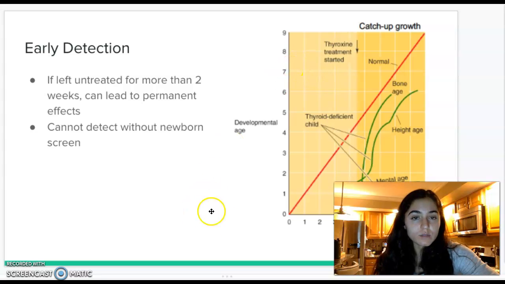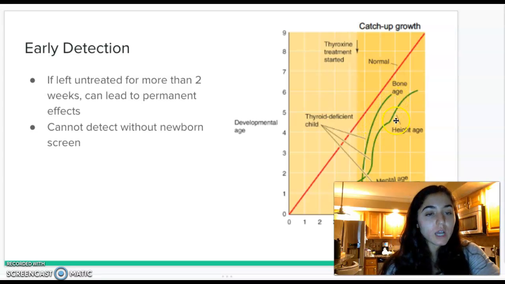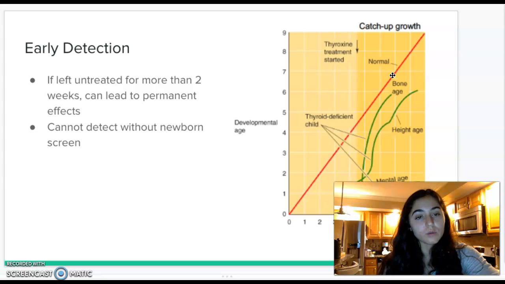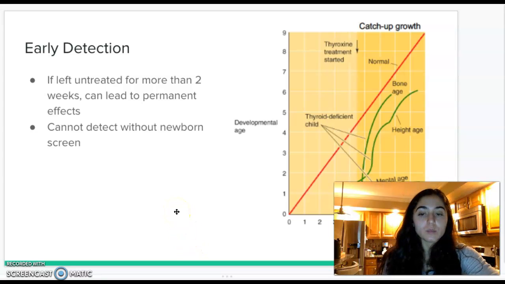So we can see the importance of this early detection in this graph here. On the x-axis, we see the chronological age, and then on the y, we see developmental age. The red line shows normal development, but these green lines here show children that are thyroid deficient. So here, even after thyroid treatment, we do see a small increase in bone age and height age, but not to the level of normal. And here we see that the mental age, even with thyroxine treatment, does not improve. And this just shows how important it is to detect this disorder and provide the proper treatment.